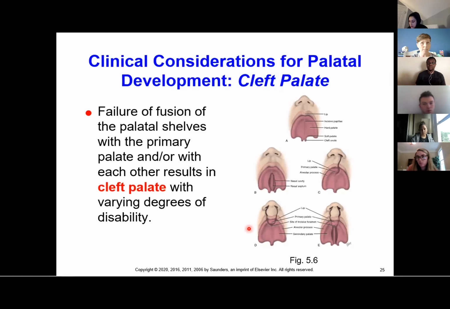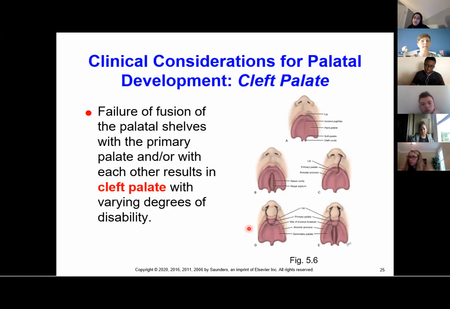So what they do is they put what's called an obturator in. You have to take an impression to get it made to perfectly fit. And so then it goes into that space so that the baby can eat and be able to get their nutrition.